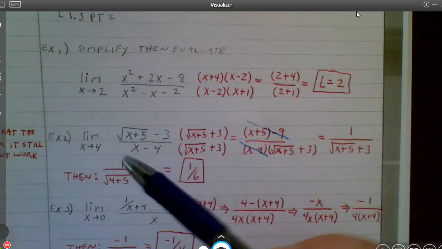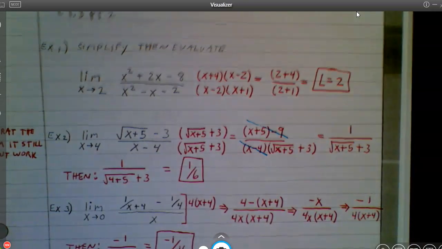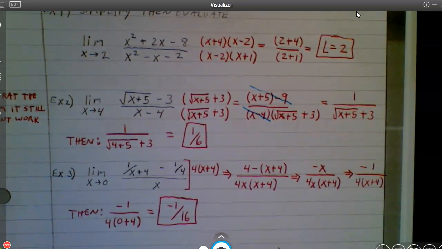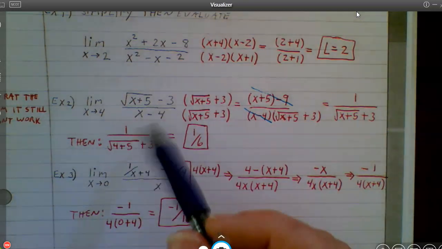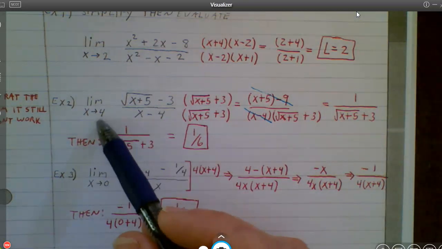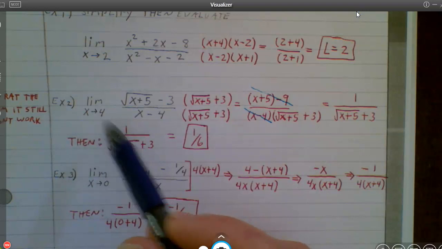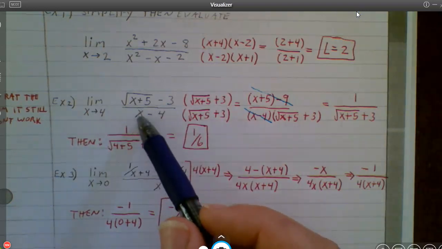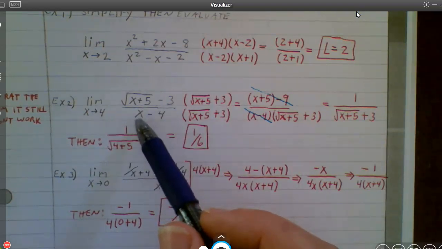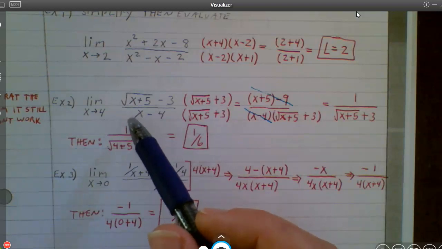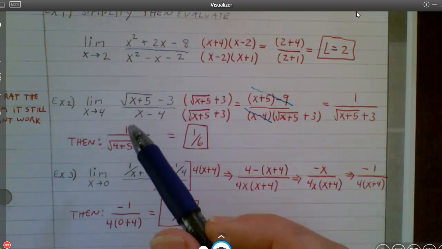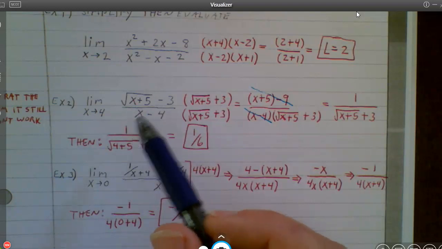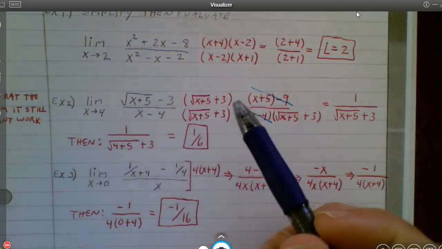So one thing we're going to do on this one that you probably haven't done before is we actually rationalize the numerator instead of the denominator. So right here, if I were to try to do direct substitution by plugging in 4 for x, obviously it's not going to work. That would be undefined at that point. I can't rationalize the denominator because I would still be undefined where x equals 4. So instead we're going to rationalize the numerator.